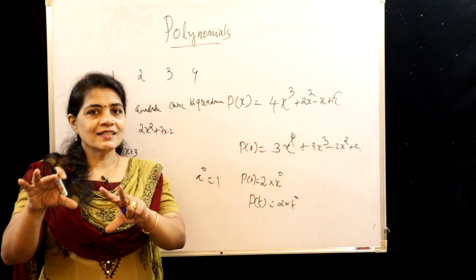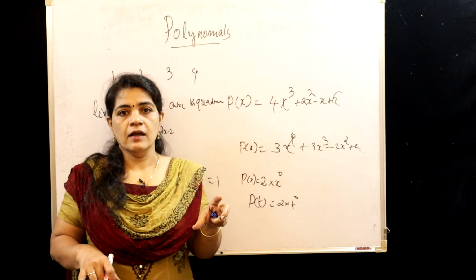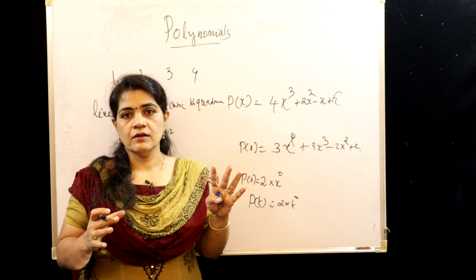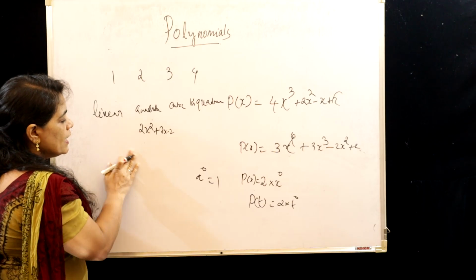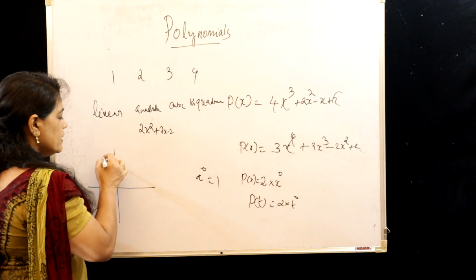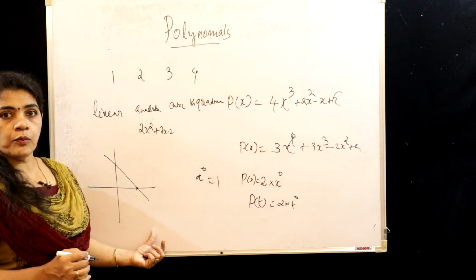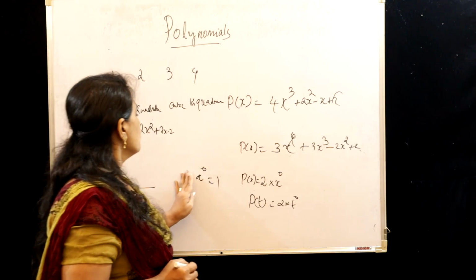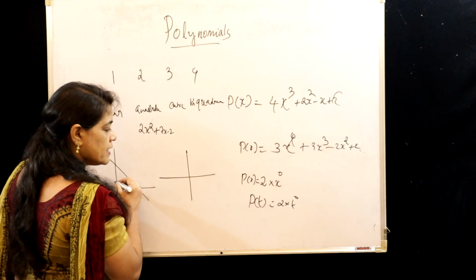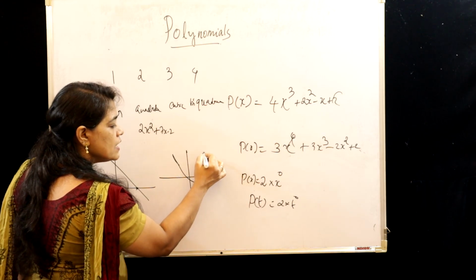After this degree, we have how to represent polynomials graphically. That means by looking at the graph, you can decide which type of polynomial it is. If we have a linear polynomial, its graph will always be a straight line. It will be like this and it will intersect at this point. This is for the linear polynomial. For a quadratic polynomial, its graph is always a parabola.